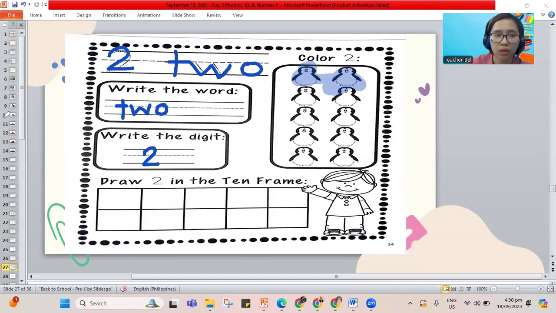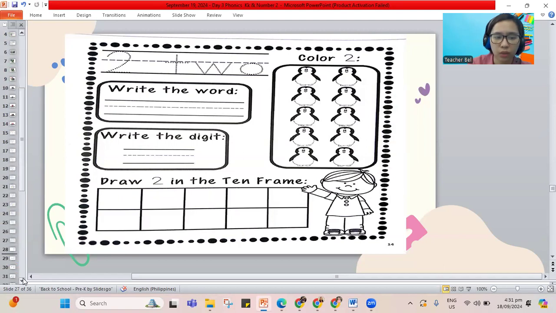Okay, the next one. We get to draw 2 in the 10 frame. So there are 10 frames. Let's fill it up with 2s. 1, 2, 3, 4, 5, 6, 7, 8, 9, and 10. So that is 10. And you did 10 number 2s in the frame. Let's erase this one. If you're not yet done, pause the video, play it again once you are done.